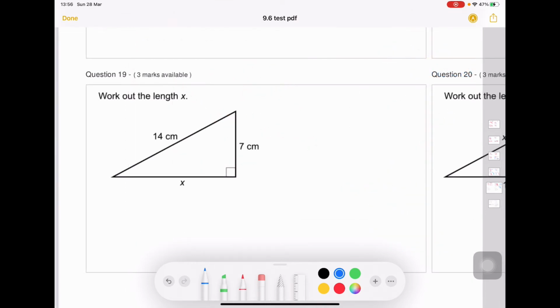Question 19 is very similar to the previous one. We know the hypotenuse, and we need to work out the length of one of the shorter sides of the rectangle. So we're going to do 14 squared take away 7 squared, which is 147. We know that x squared is equal to 147, so we need to square root 147 to work out what x is. Square root of 147 is 12.